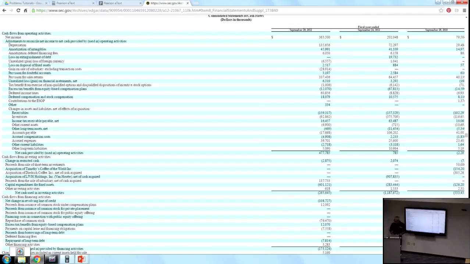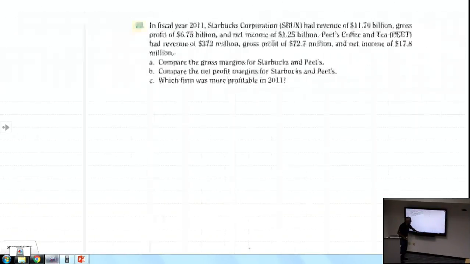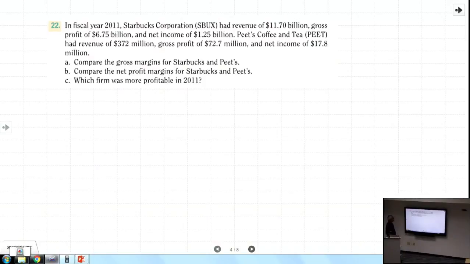All right, so that's problem number 15. Let's go back over here and take another problem. Here we're looking at a company, Starbucks, with revenue information given to us. What else is given to us? We have information about revenue, gross profit, net income, and another company with the same information, and the question asks, compare the gross margin of the two companies.